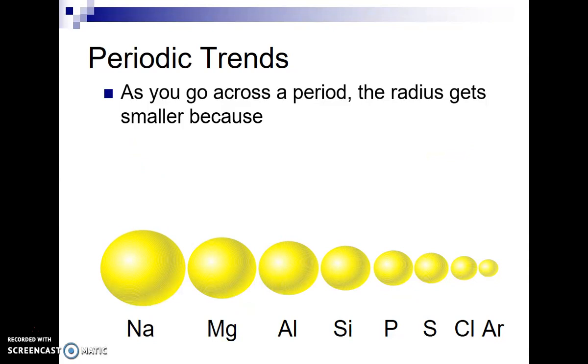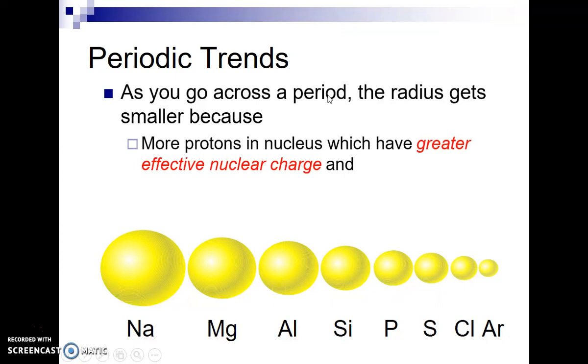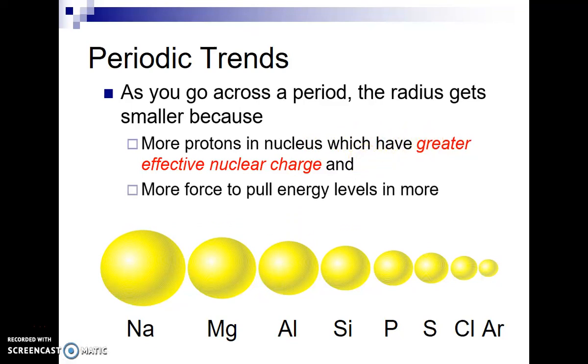how atomic radius trends as you go across a period. So as you go across a period, the atomic radius gets smaller. And the reason why is as you go across a period, there are more protons in the nucleus, which have greater effective charge, and as a result, they have more force to pull the energy levels in. Again, this greater effective nuclear charge is the vocabulary that the AP exam wants you to use. So again, as you go across a period, the atoms get smaller because there are more protons and they have greater effective nuclear charge, and they can pull the energy levels in more.